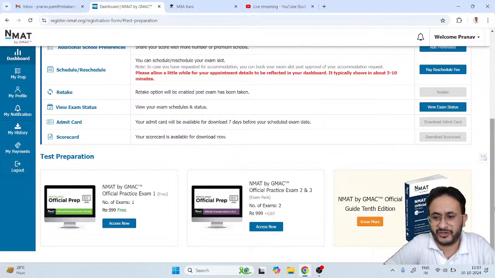So today I will take the official mock. I try to give it just a day before the examination, to validate that the scores are the same. So you will get a pretty similar score in the actual examination.